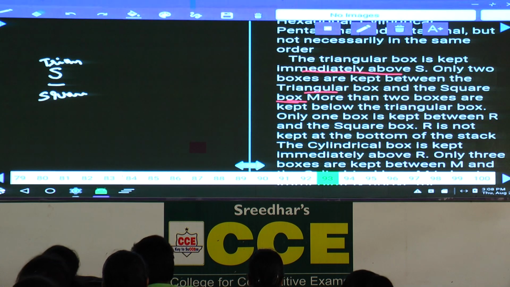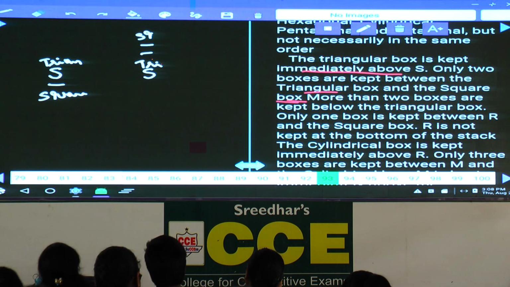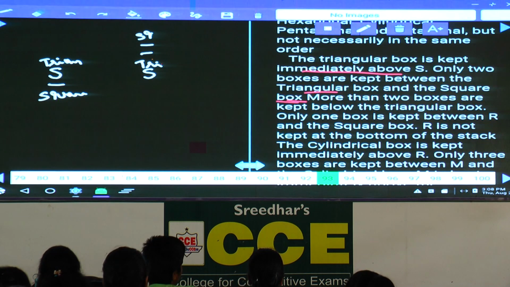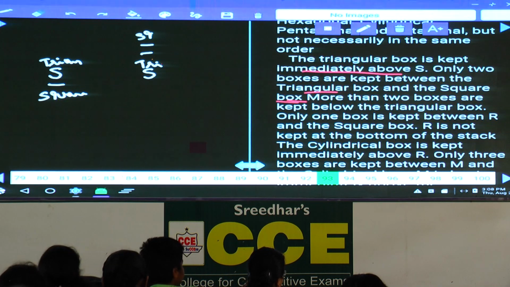And what is the other possibility here? If S is here, triangle is here, and only two boxes between triangle and square, 1, 2, square can be like this. Isn't it? And so how many possibilities we have? We have two possibilities. Then more than two boxes are kept below the triangular box. Below the triangular box, how many are there? More than two. More than two means either it could be 3, 4, and so on. Isn't it? More than two boxes are kept below the triangular box.